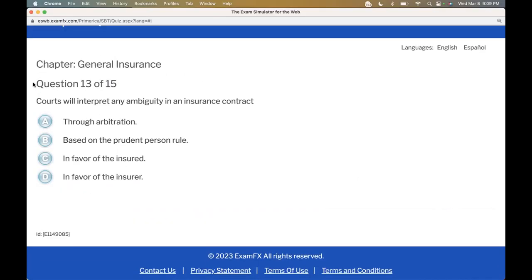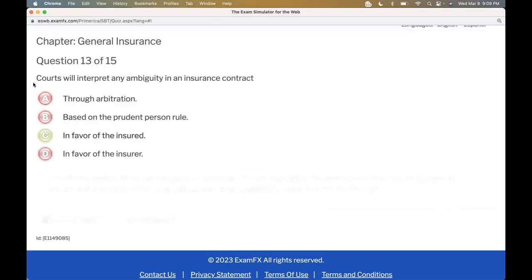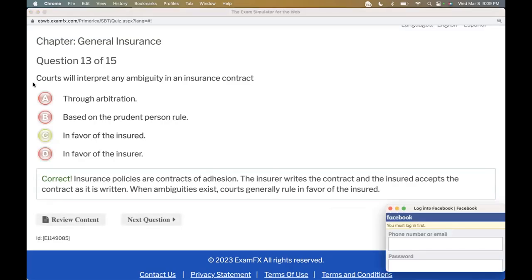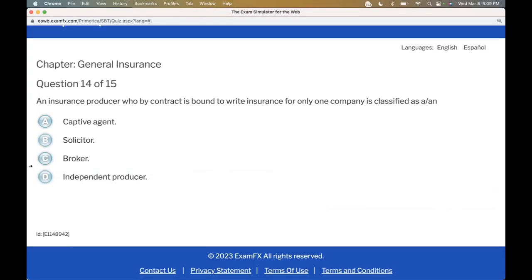Courts will interpret any ambiguity in an insurance contract through arbitration, based on the prudent person rule, in favor of the insured, or in favor of the insurer. C. Yes, they'll always protect the client. Courts will always protect the client. Well, you know, that's what should happen.